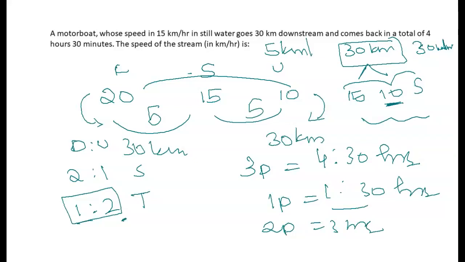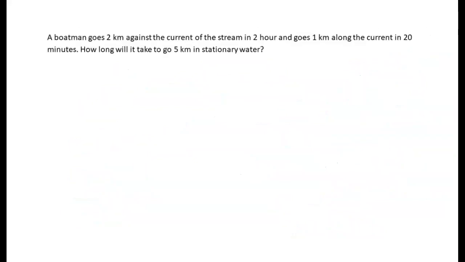Here, simple. Next question. A man goes 2 kilometers against the current of the stream in 2 hours and goes 1 kilometer along the current in 20 minutes. How long will it take for him to go 5 kilometers in stationary water? 5 kilometers in stationary water. Give me the answer for this.